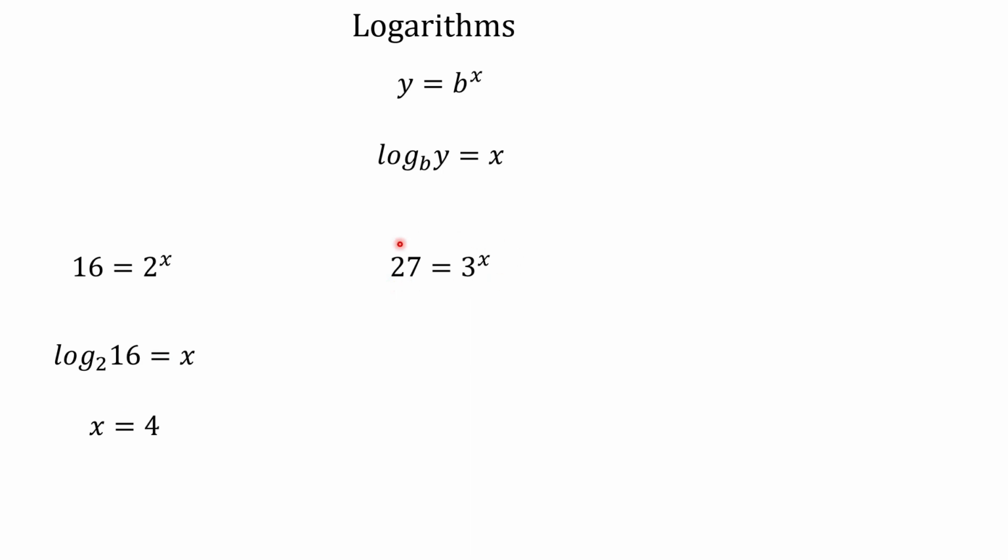Okay, so here we have 27 equals 3 to the x. Again, this is one that you could maybe figure out on your own. But if we rewrite it as a log, you'll notice we've already solved for x. So you can simply take your calculator, again, make sure you're using a log base 3 of 27, and you will get x equals 3. Let's do one more simple example.